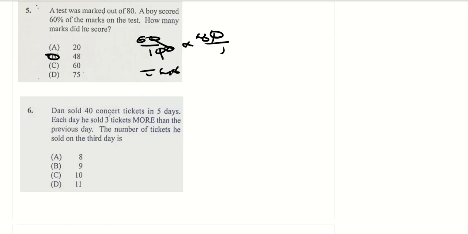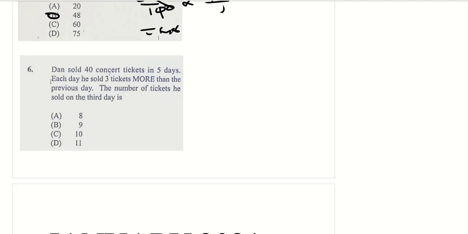Okay, we did a question like this, but the question asked us what was the ratio between the 3rd day and the 5th day or something. So this question does not tell us that. They said Dan sold 40 tickets in 5 days. So day 1, day 2, day 3, day 4, day 5. You add them all up, you're gonna get 40. They said each day he sold 3 tickets more than the previous day.